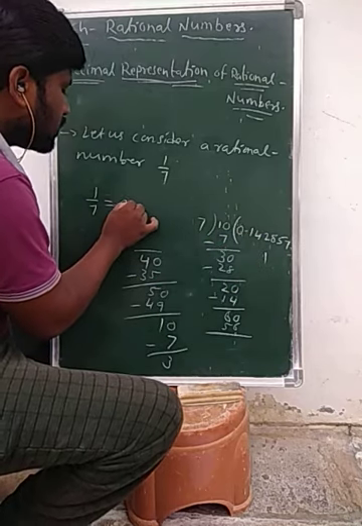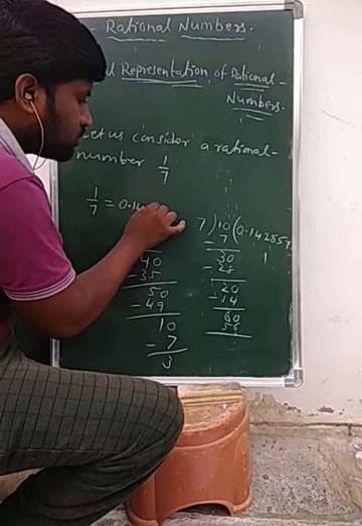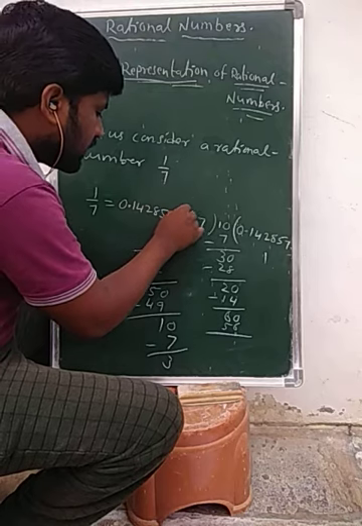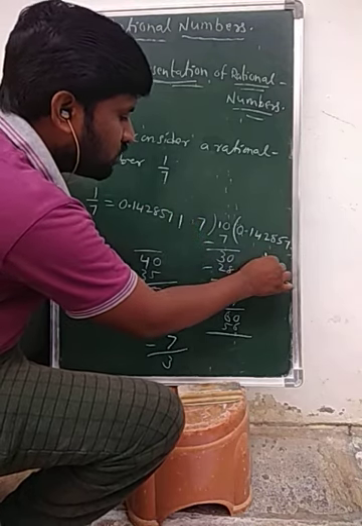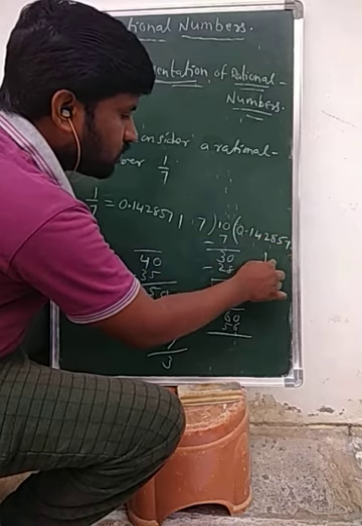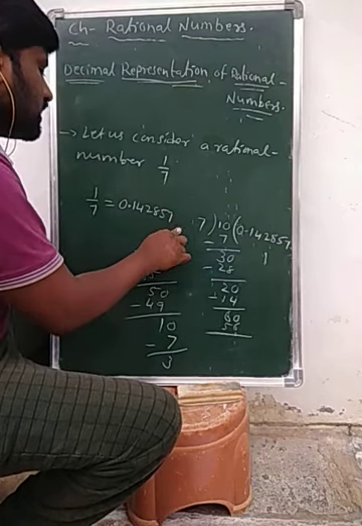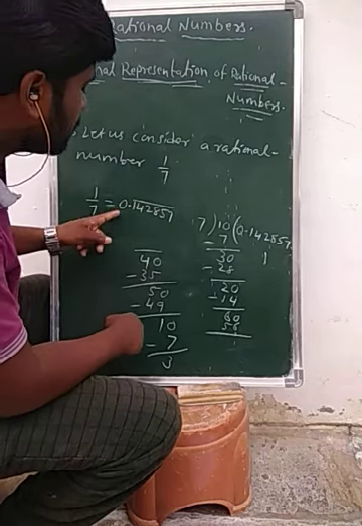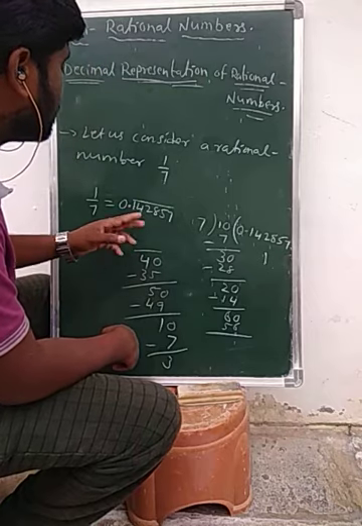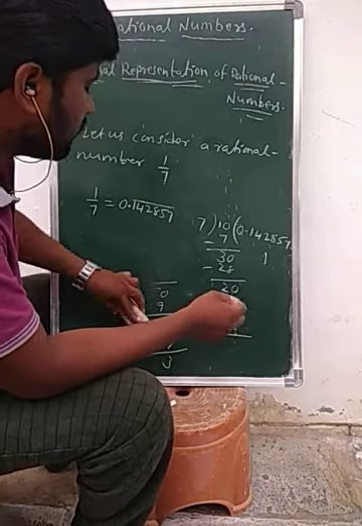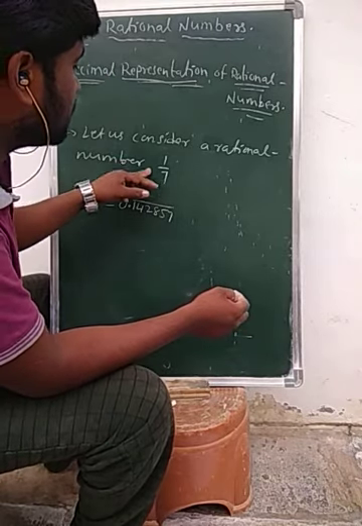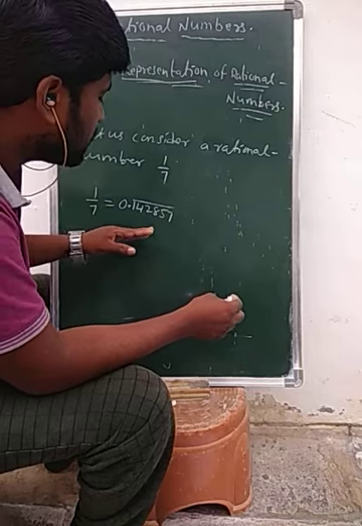That is 0.142857. After that, again it starts from 1. Again it starts from 1, means again we will get the next digits 42857. So that's why we can say that 0.142857 is the decimal form of 1/7.